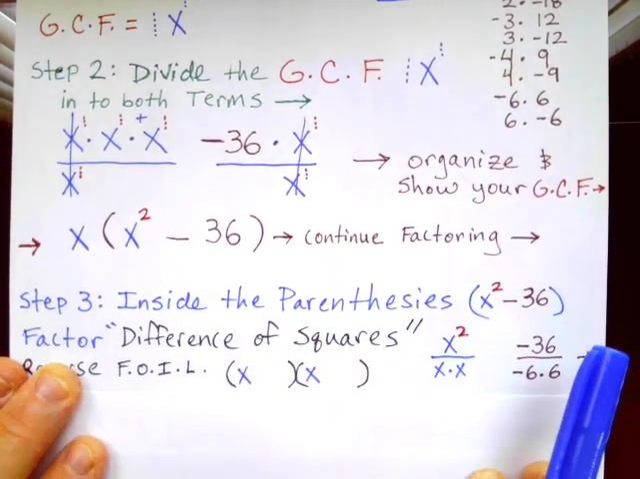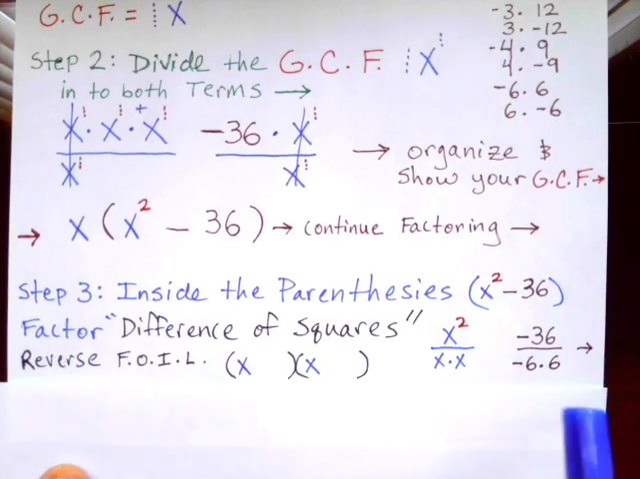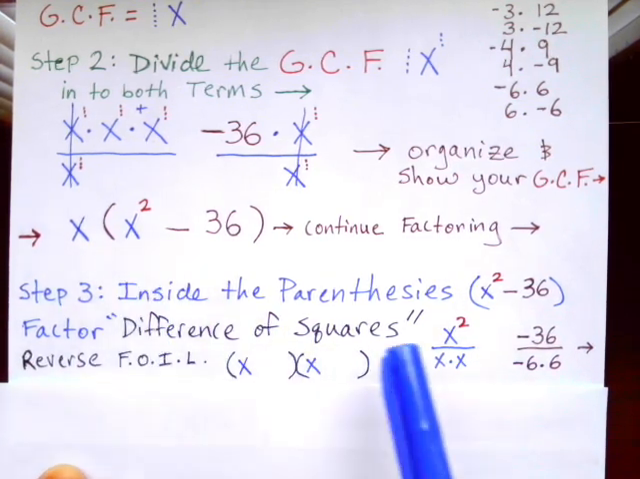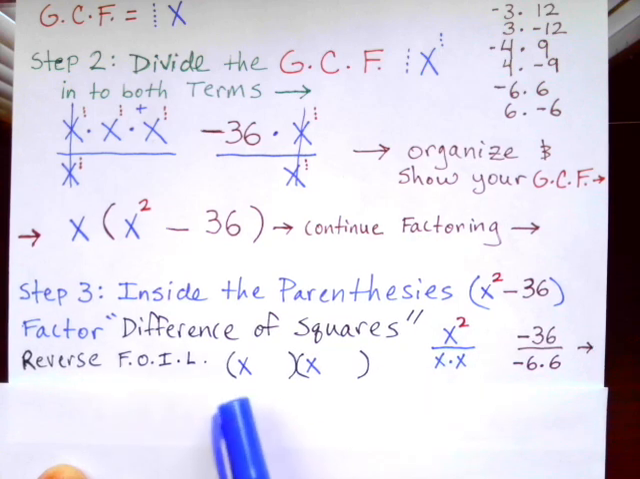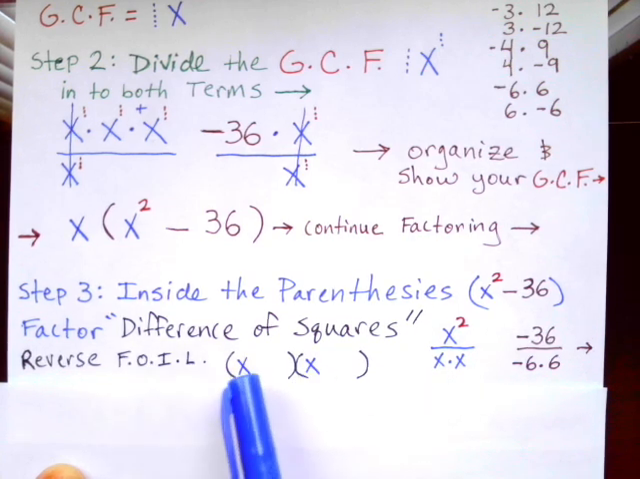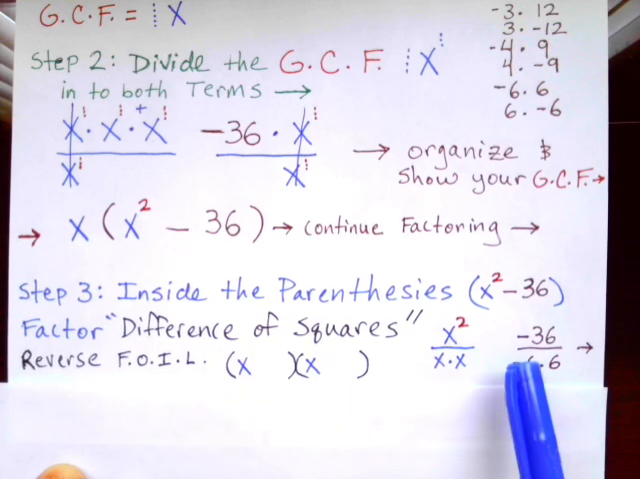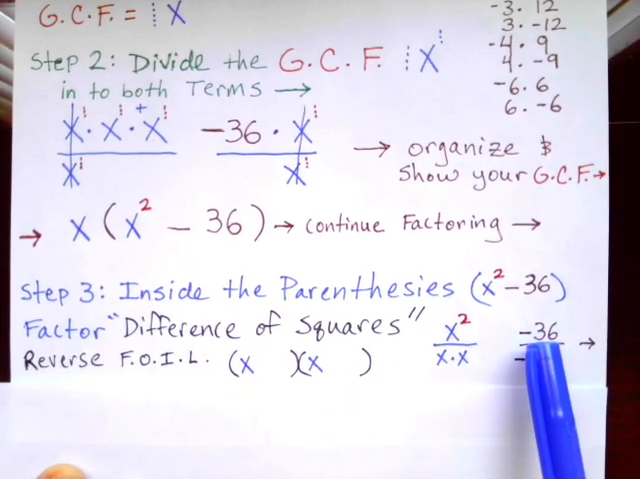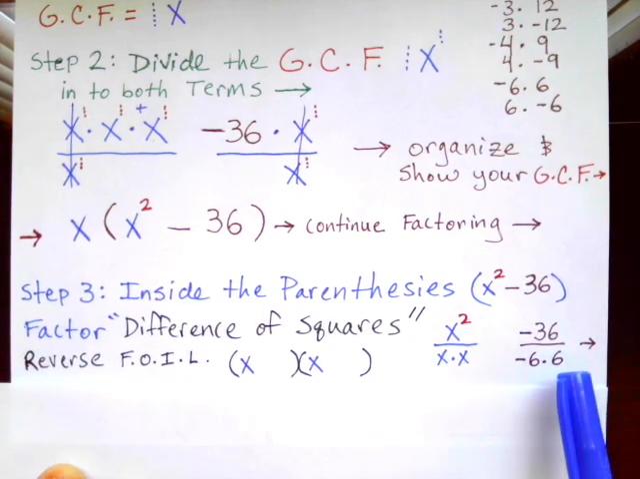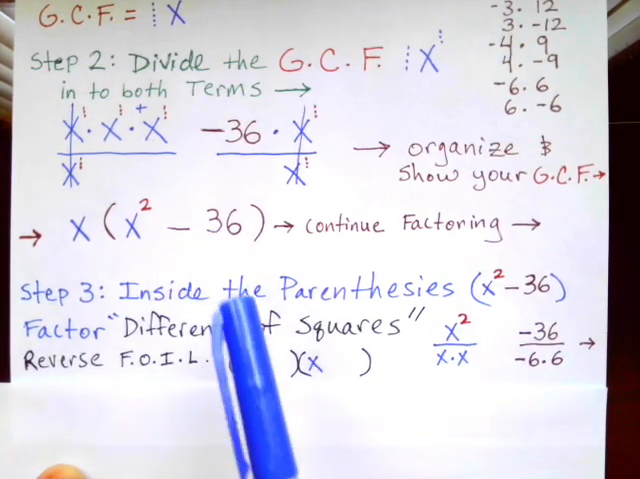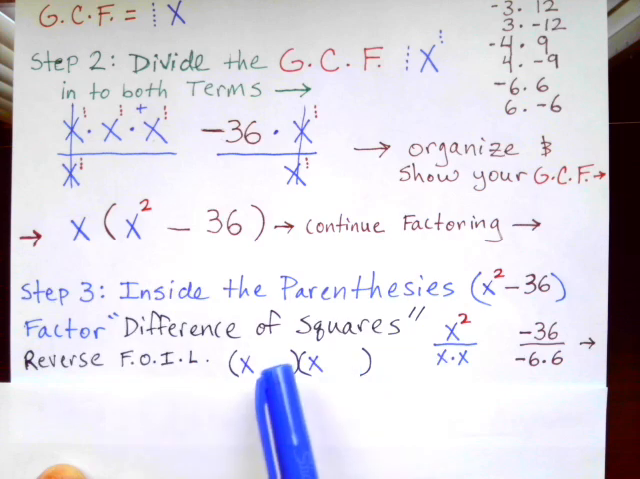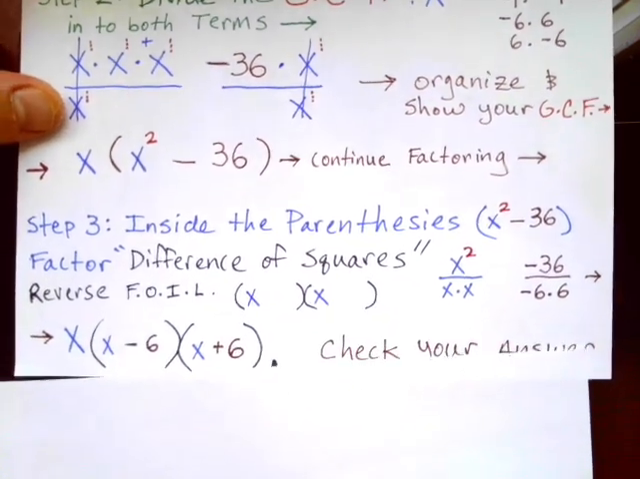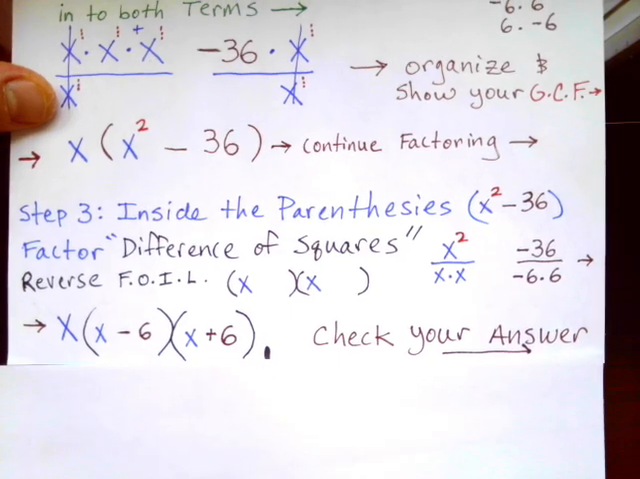I'm going to come back down here, and I'm going to show you off to the right. I know that x squared right here is x times x. So that's what I'm putting inside the reverse FOIL. And I know negative 6 times a positive 6 gives me negative 36. And will add up to 0. And will represent the negative 36 inside these two parentheses. Let's take a look. What does that look like? You see it right here.